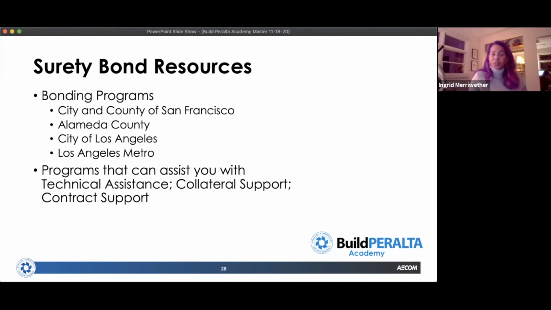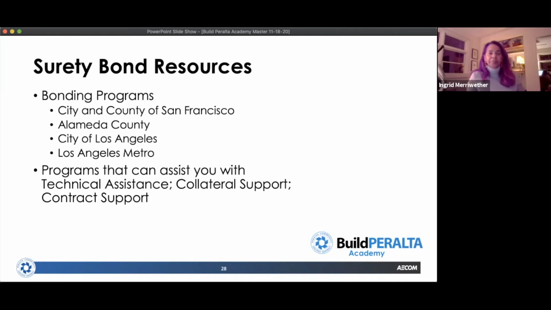We've done almost $1 billion of bonds through these programs over the last 2 decades. So they can be very helpful in helping you establish and build your bonding capacity. But again, I just want to underscore, it's to do business with those particular agencies.